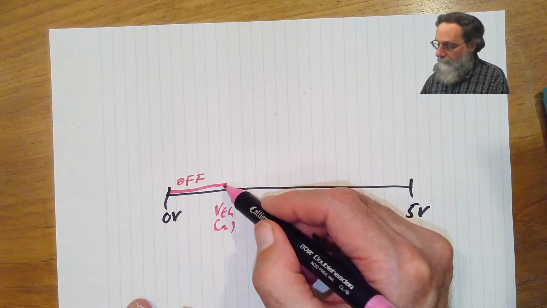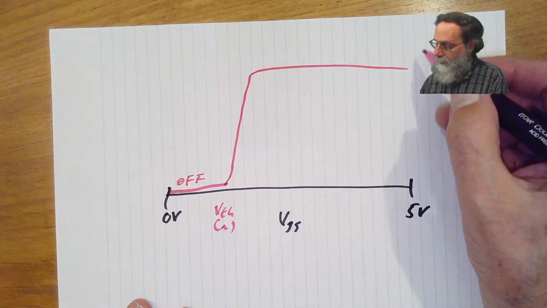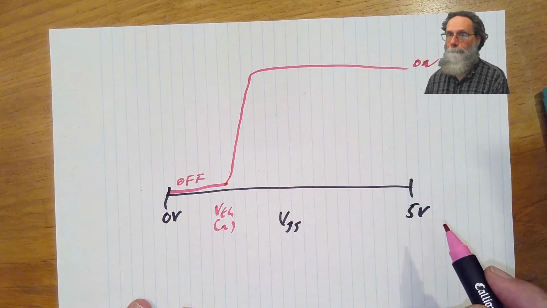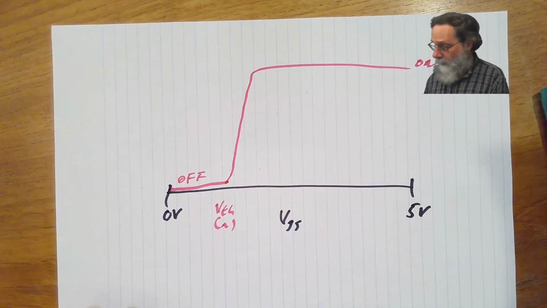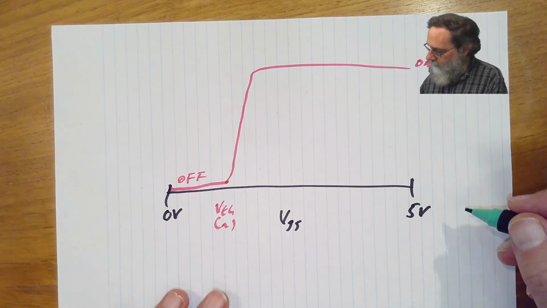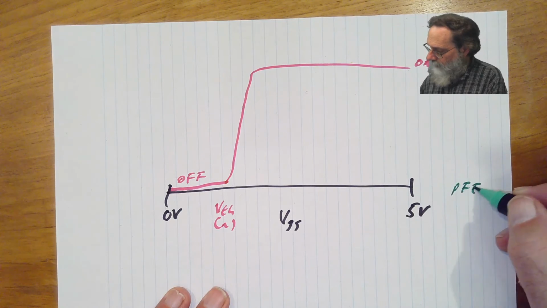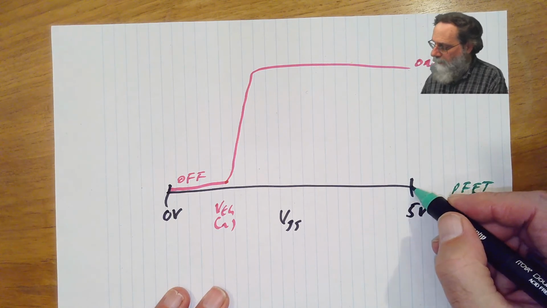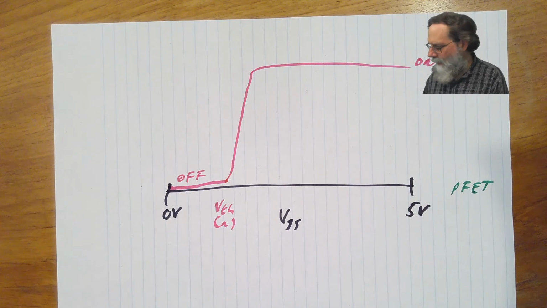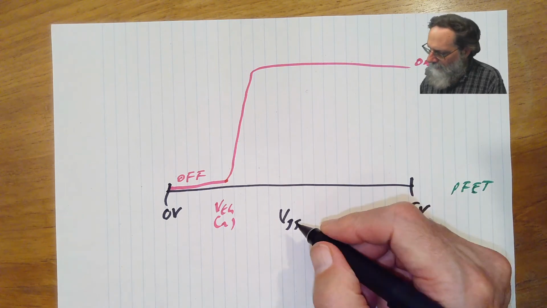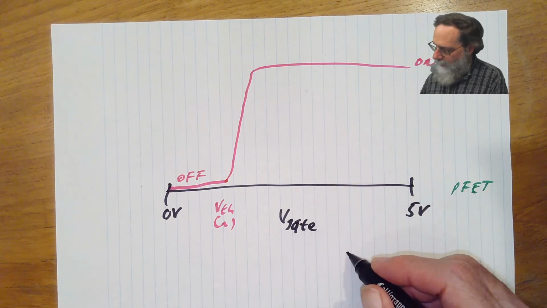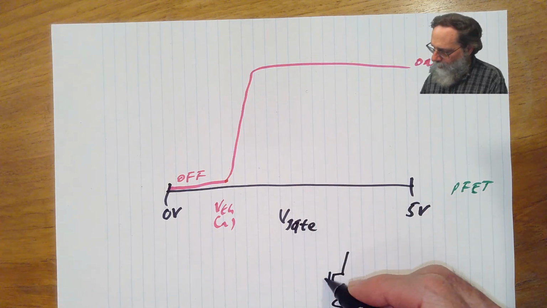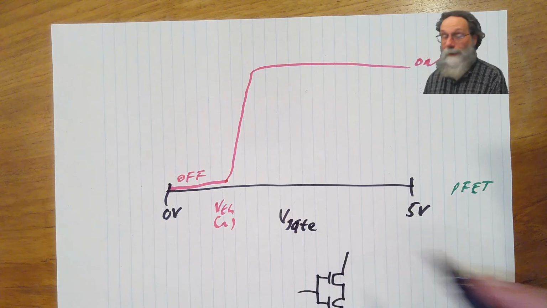But above that, it quickly turns on. What about the PFET? Well, the PFET, so now, I should change this label here from VGS to just V gate, because what I'm going to do here actually is to connect those two gates together.